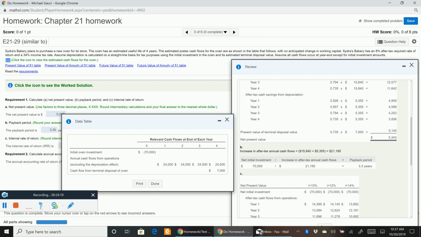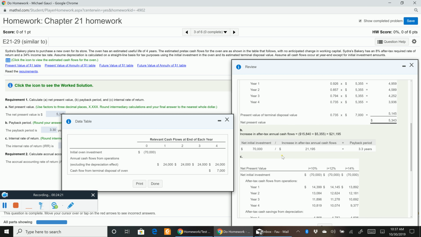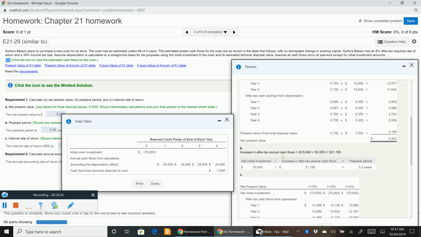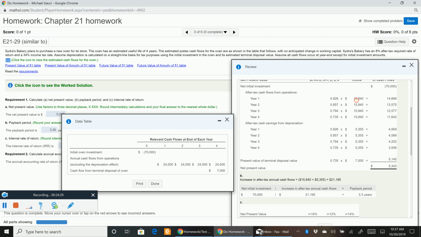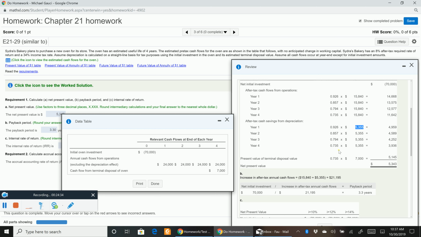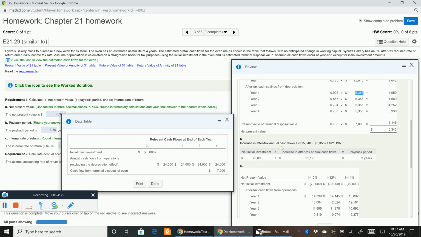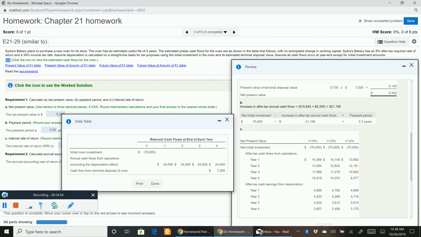All right, part B, the payback period. As we said, the increase in the after-tax annual cash flows are not only the $15,840, but also the $5,355. So the increase in the after-tax cash flows, the sum of the two, is $21,195. If we take our initial investment of $70,000 divided by the $21,195, it's going to take 3.3 years to get that money back.